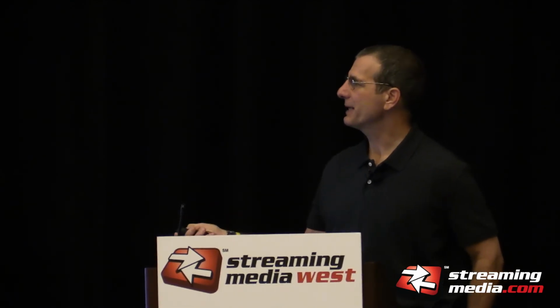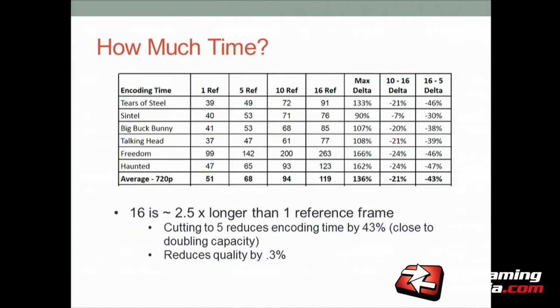So why do I care about that stuff? Because the encoding time for 1 reference frame is 51 seconds. For 16 reference frames, it's over twice as much. So if you drop from 16 reference frames to 5 reference frames, you gain 43% encoding capacity at a loss of 0.3% quality. So again, it's not always about quality, it's about efficiency and affordability.